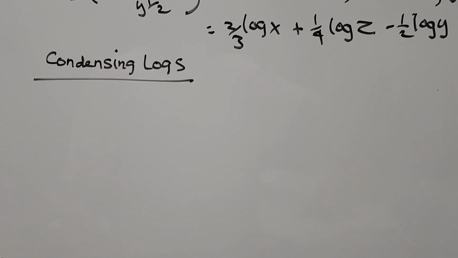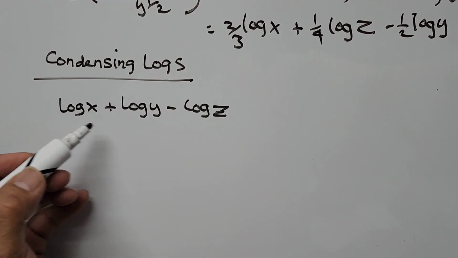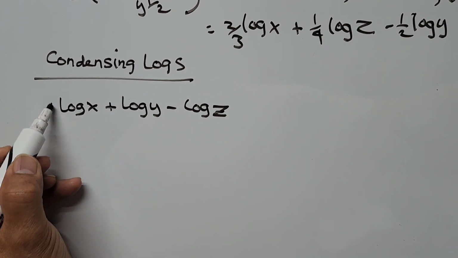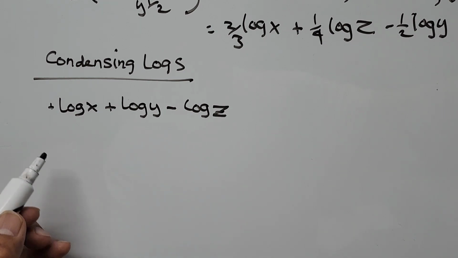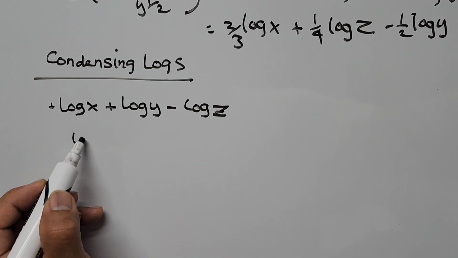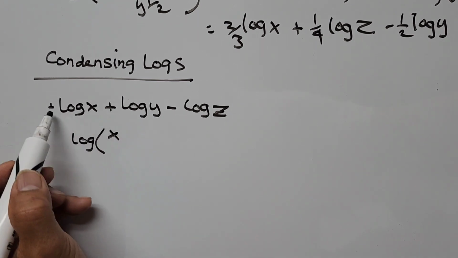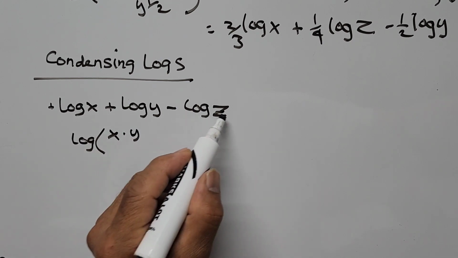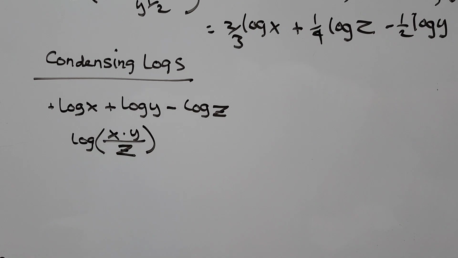What about condensing logs? So we have here log of x plus log of y minus log of z. So all the positive signs must go on top and the negative sign goes on the bottom, right? So this is log of x and y are both positive, so that goes on top, so x times y, and then minus just goes to the bottom, so that's bottom z. So that's how we condense.